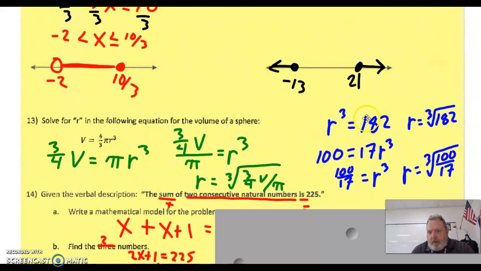Now, if they happen to give you a value, then you could plug it in and see, but they didn't give you a value. It just said solve for r, so we're good to go there.